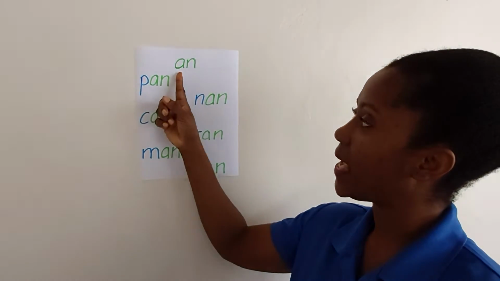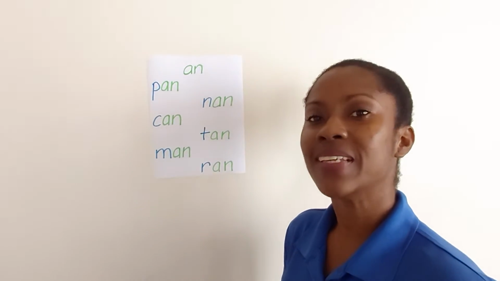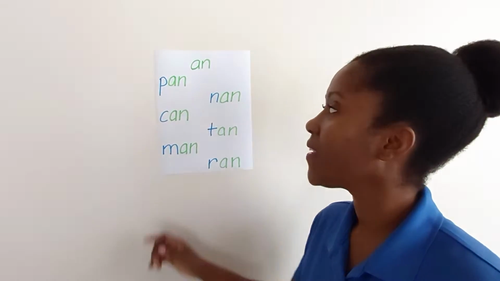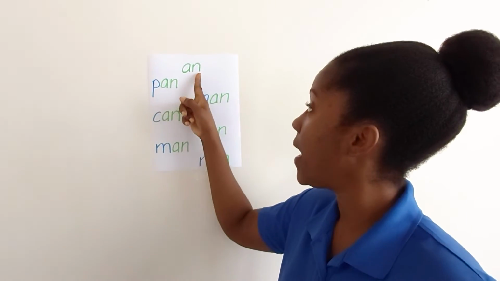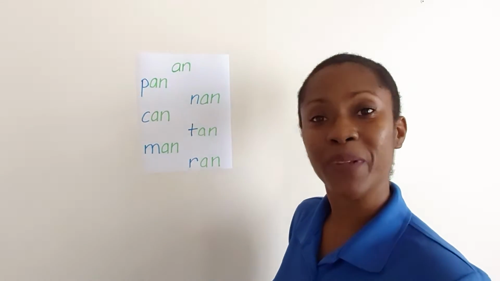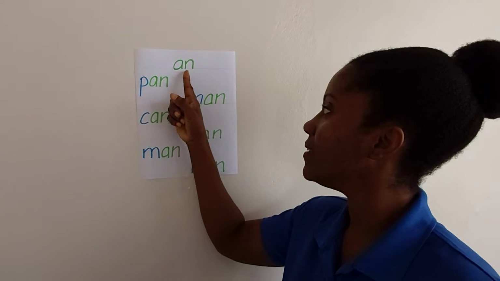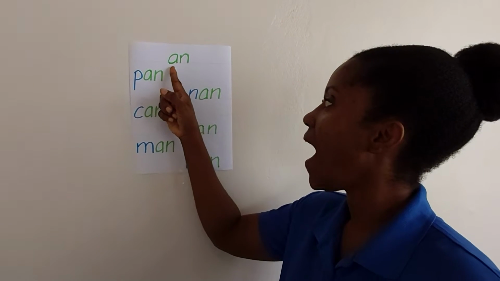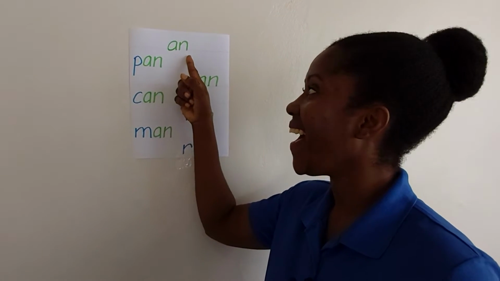The letters A and N, when they are blended together, say AN. A makes the A sound and N makes the N sound. Let's blend these letters together. A, N, AN, AN.